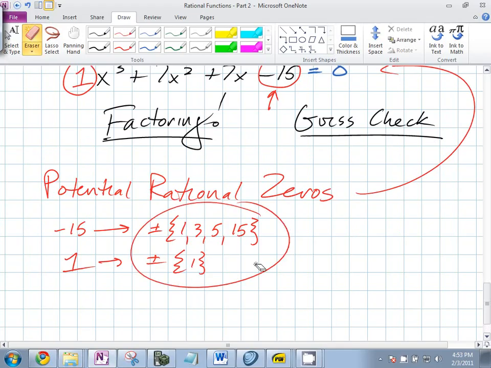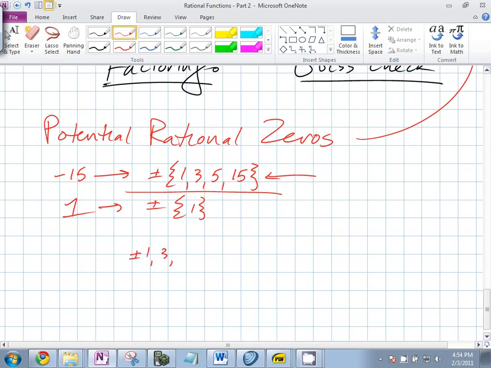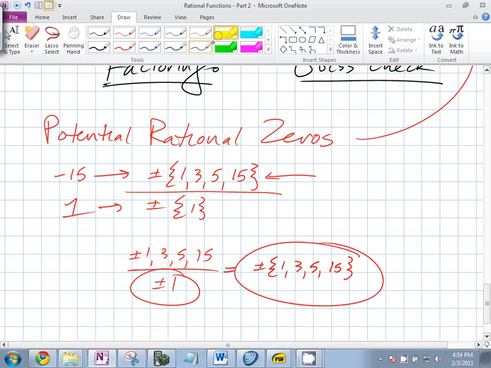So the potential rational zeros, how do you generate them? You pair up all of the possible factors of negative 15 and put them over all the possible factors of the leading coefficient. In this case, we have plus or minus 1, 3, 5, or 15 over plus or minus 1. You'll notice that if that was plus or minus 1 and another number, you would double the number of potential rational zeros. This means that the potential rational zeros are plus or minus 1, 3, 5, and 15. Note, just because these could be rational zeros, they are just potential rational zeros. None of them are guaranteed to work.